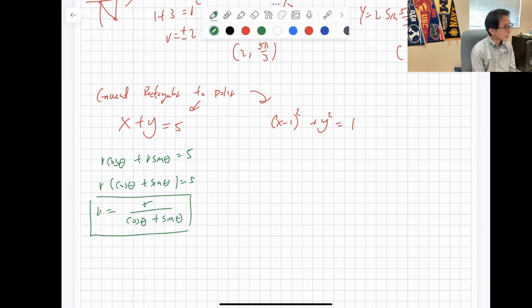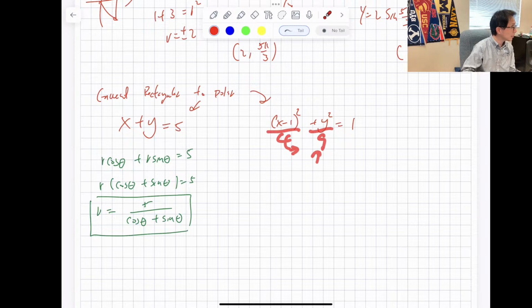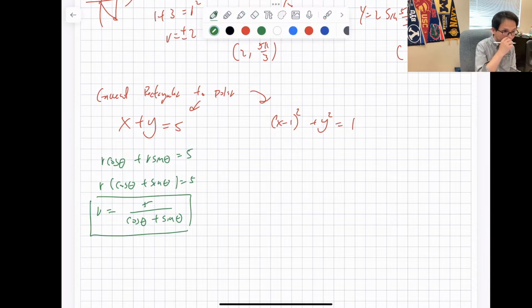So in this particular case, x minus 1 squared plus y squared equal to 1. What kind of shape is this? No, not oval. Circle. If it's oval, it's gonna be like this one's over 4, this is over 9. So this means going x direction 2, going y direction 3. So that will be oval.